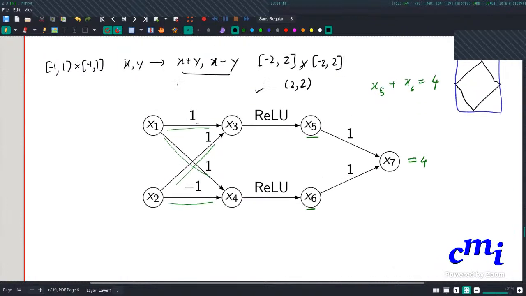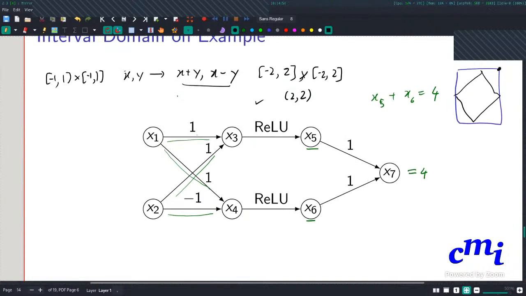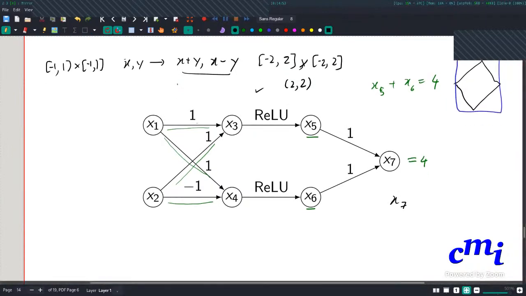So basically what I want to say is that for this particular network, the property that we wanted to prove, if you remember, was that x7 is less than or equal to 3. This was our property. And for this property, the interval domain is not good. We need some better abstract domain.